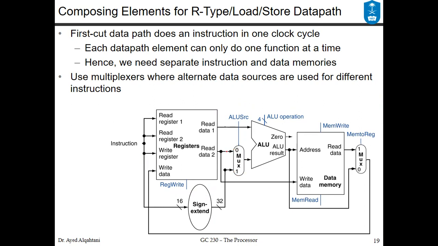So this will be the ALU source. If it's equal to 0, then this means that the instruction is an R type. Now, if the instruction is load or store, you should make this equal to 1, indicating that you need the offset and you need to add the base register to the immediate value to generate the address that goes to the data memory.